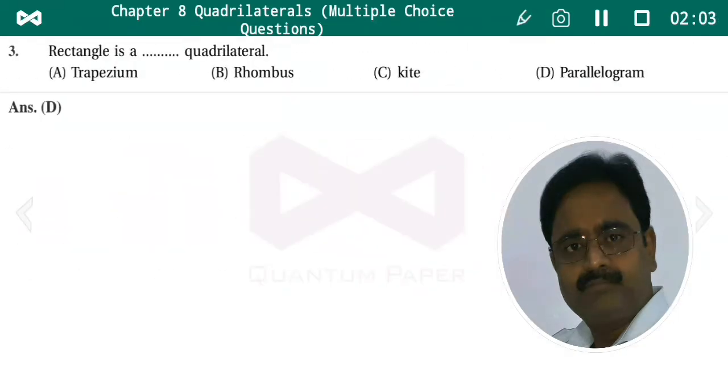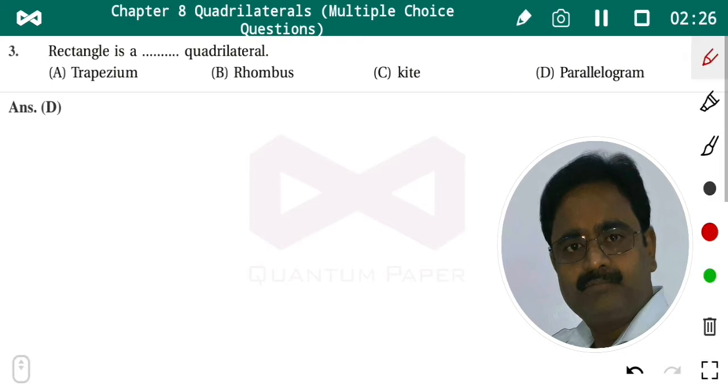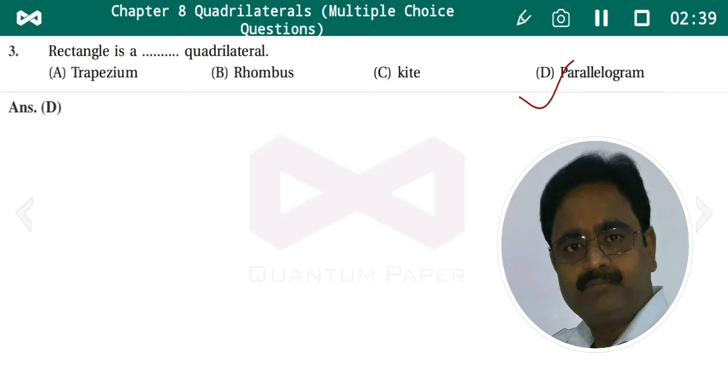A rectangle is a quadrilateral. Rectangle is which type of quadrilateral? This we are going to ask in question number 3. So what is a rectangle? We have to tell: is it a trapezium, a rhombus, a kite or a parallelogram? A rectangle is a parallelogram, we have read. Option D is right. Right friends? So what answer did you get? A rectangle is a parallelogram. Did you understand? Good. So let us move on to the next question.